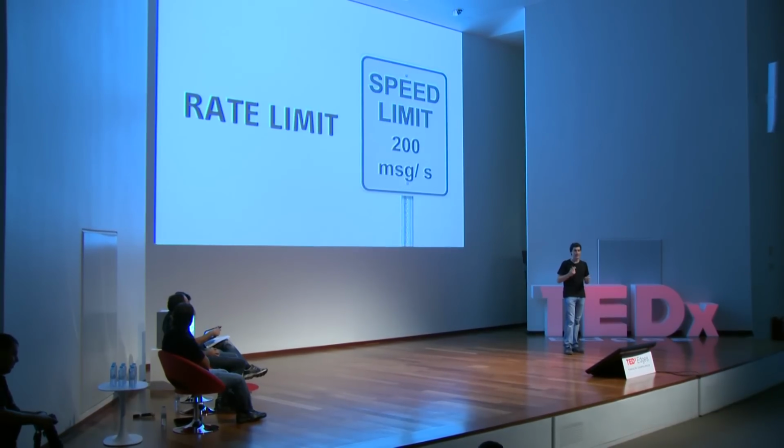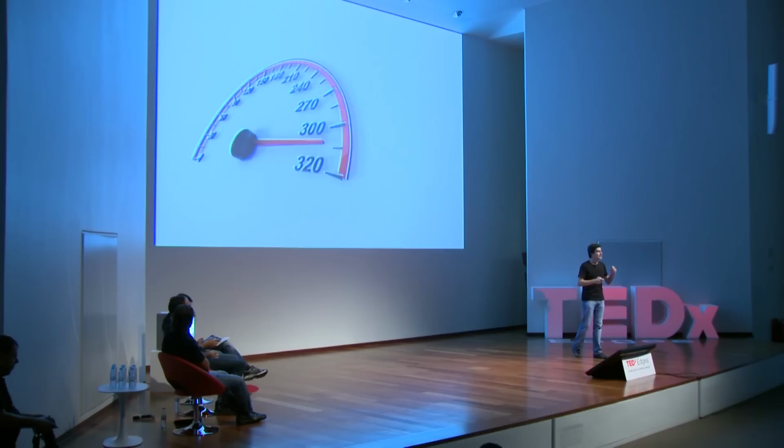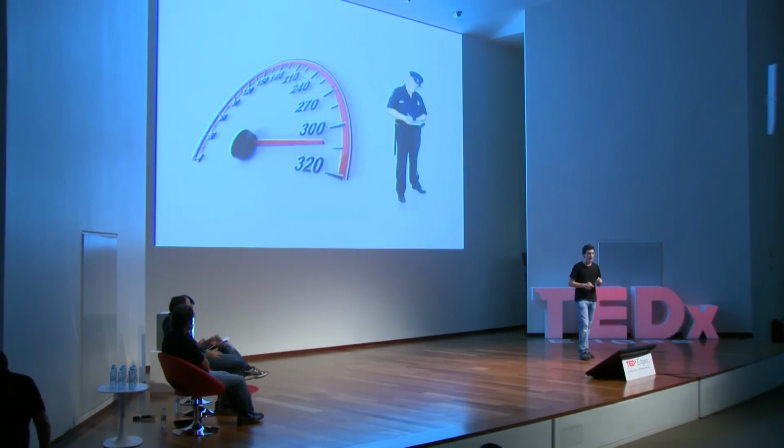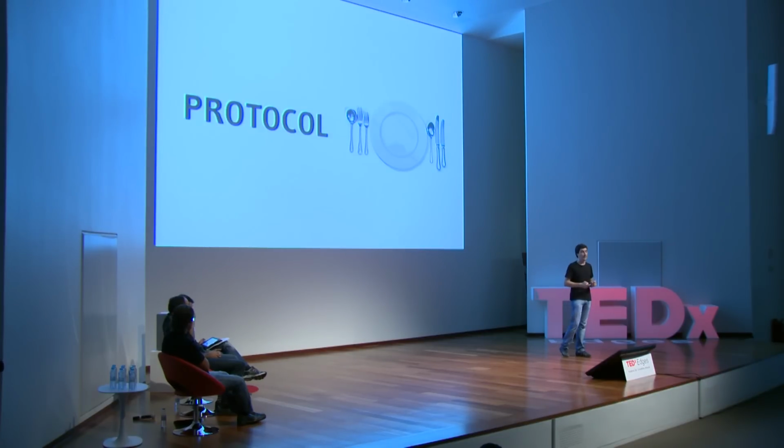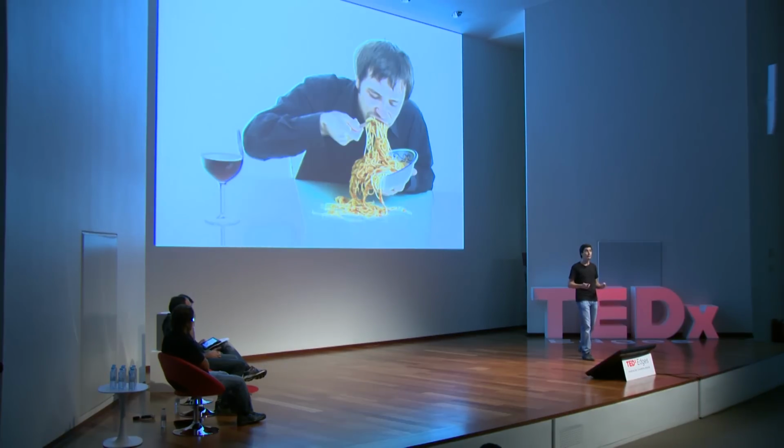First, rate limit. You can't go too fast. Like in real life, if you go too fast, you end up having problems. That's one thing. Protocol. Like many things in life, there is a protocol that we need to follow. If we don't follow the protocol, if we don't follow the rules, our reputation will go down.